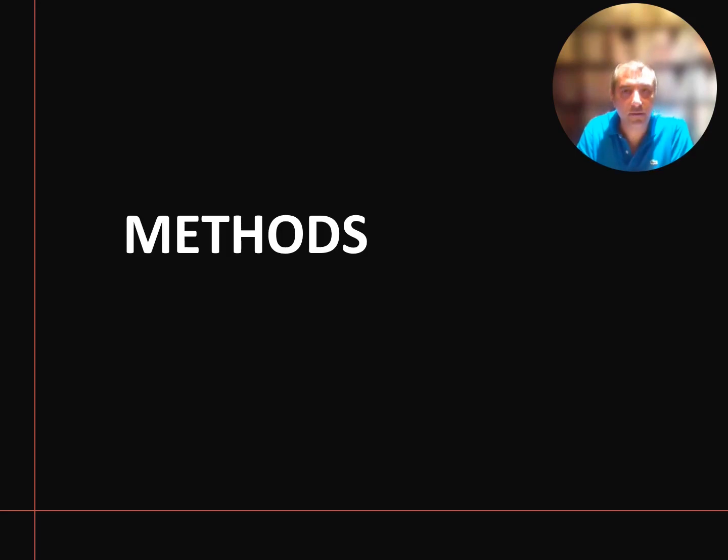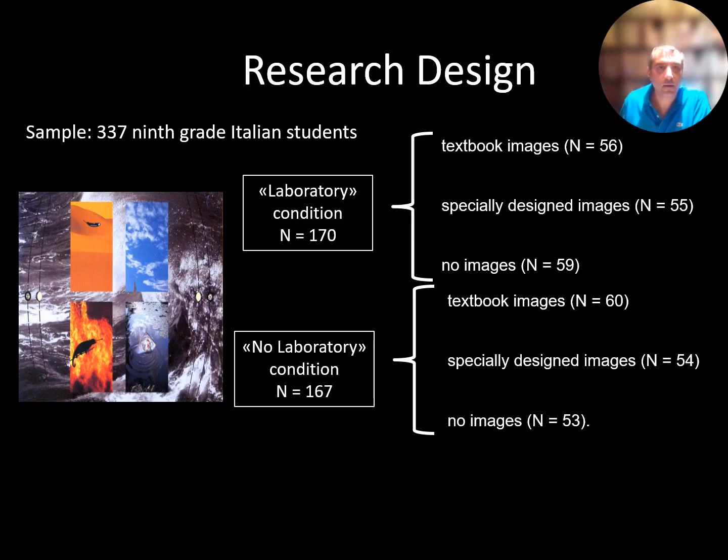Let's give some details about the methods that we used. To answer our research questions, we adopted a 2-by-3 experimental design. We randomly assigned 337 ninth grade students to a laboratory condition and a no-laboratory condition, 170 in the first and 167 in the second. Both groups received instruction under one of three conditions: textbook images and text, teaching booklets with specially designed images and text, or only text with no images.